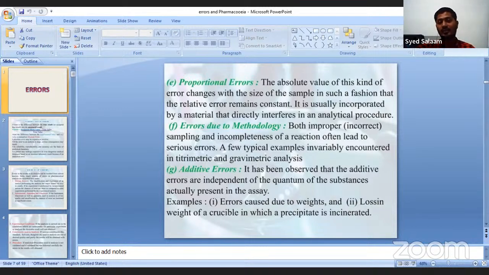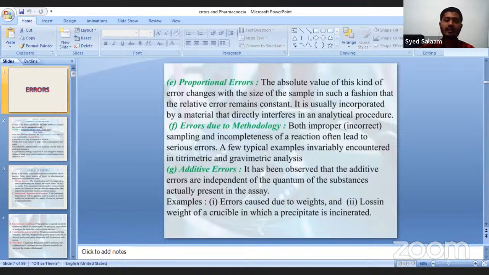Errors due to methodology. This is very important in personal errors. In this, both improper sampling and incompleteness of the reaction often lead to serious errors. There is a procedure mentioned that it has to be done for 2 hours, 3 hours. You can't just stop it at 1 hour and try to get the product. You won't be getting proper results.